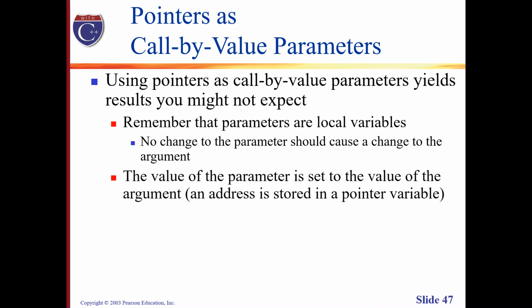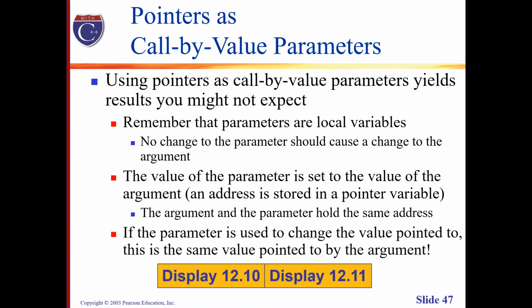The value of the parameter is set to the value of the argument, which contains an address stored in a pointer variable. The argument and the parameter will hold the same address. If the parameter is used to change the value pointed to, this is the same value pointed to by the argument. To show the scenario, here's an example.